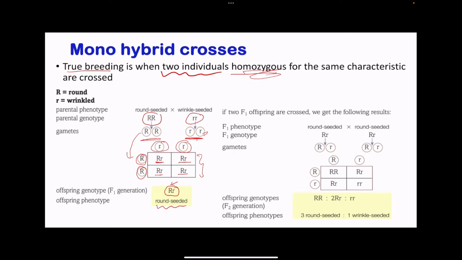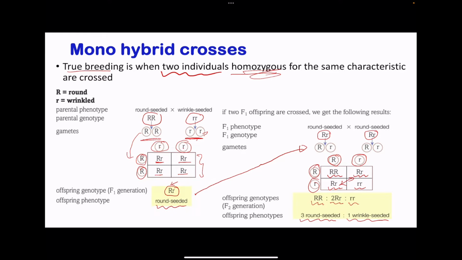If we cross the F1 generation, meaning the products from here, in the next crossing both are heterozygous, so we have capital R, small r. When these are crossed, we have capital R, capital R, which is homozygous dominant, then capital R, small r, these two are heterozygous, and then small r, small r, which is recessive and represents wrinkled seeds. So the ratio of round seeds to wrinkled seeds is going to be 3:1, meaning phenotypically, or in outside appearance, there will be 3 round-seeded plants and 1 wrinkled-seeded, but the genotype will be 1 capital R capital R, 2 capital R small r, and 1 small r small r.